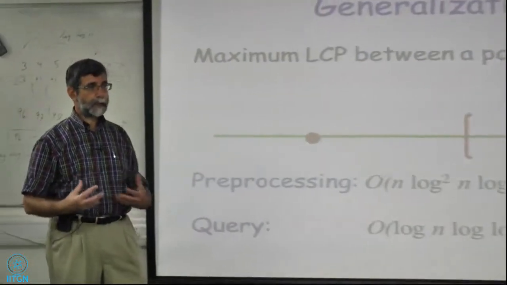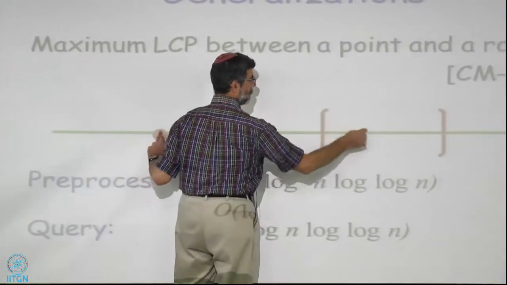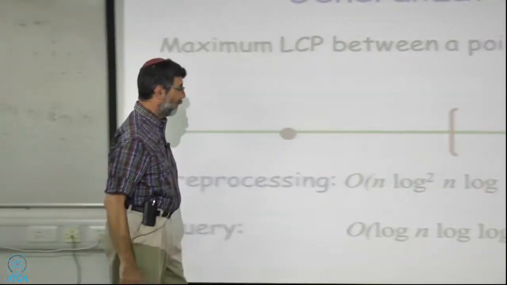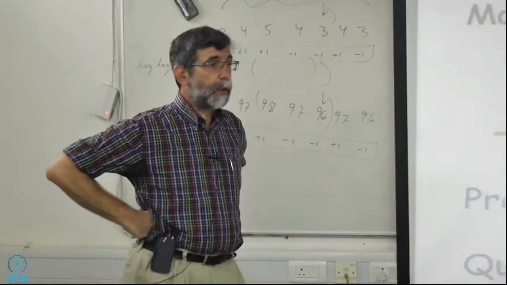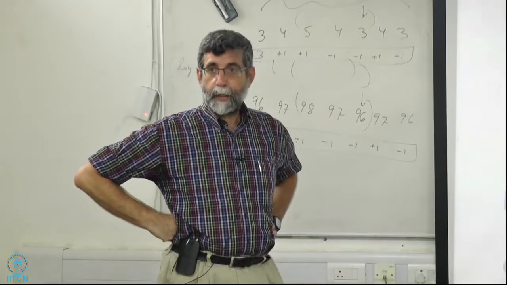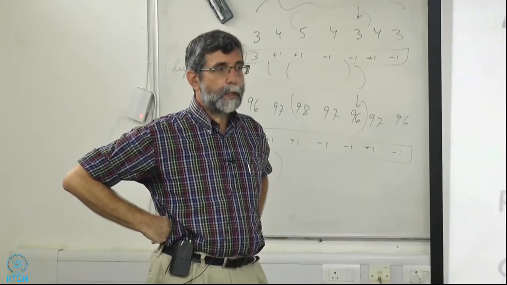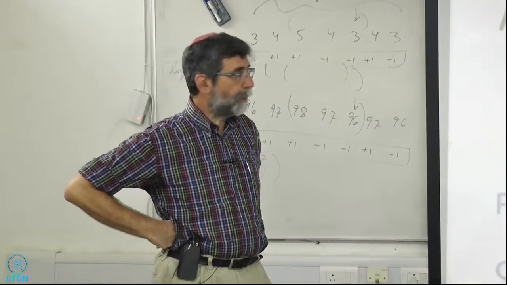Okay, so we want the max LCP of the LCPs of this and this, this and this, this and this. That's what we were looking for. And so obviously you can do it in time O of the length of the range, because look at all these LCPs. We know how to find LCPs in time O of 1, and you just choose the minimum.